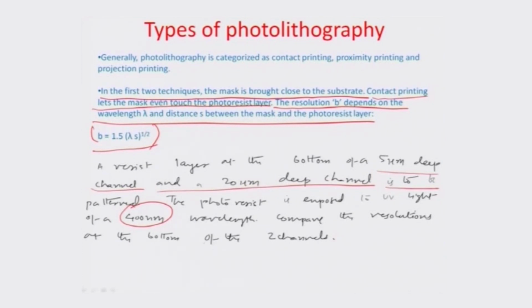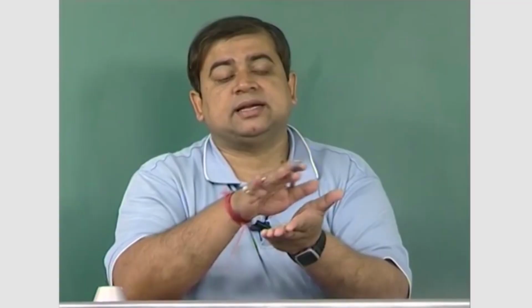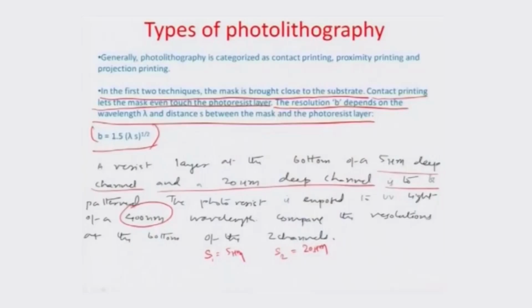So, in one case S equals 5 microns at the bottom of this deep channel, and let us call it S1, and in the other case, S2, the distance at which lithography has to happen is about 20 microns, assuming that the contact of the mask is actually at the top of the channel and the channel is below the mask. Okay. So, that is what we are assuming here.